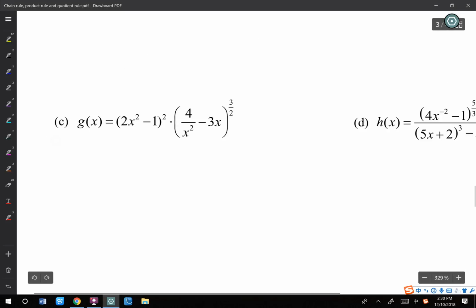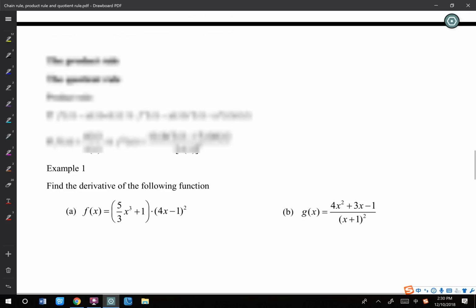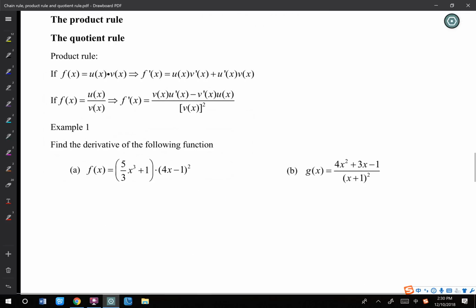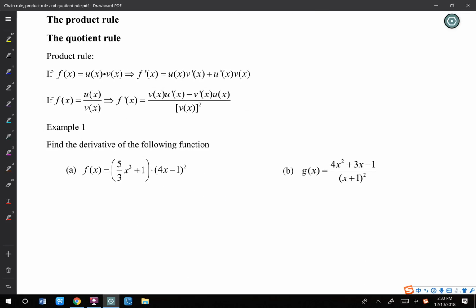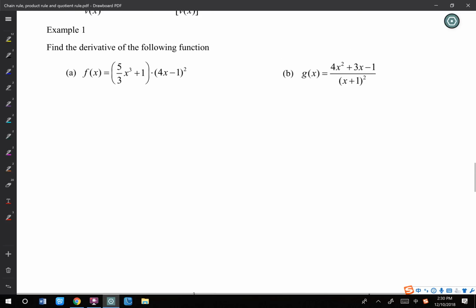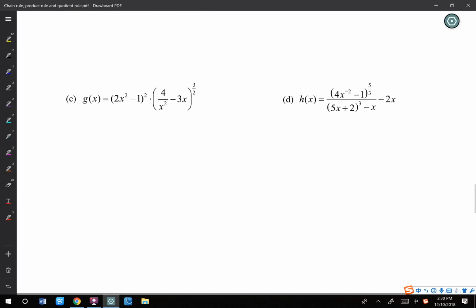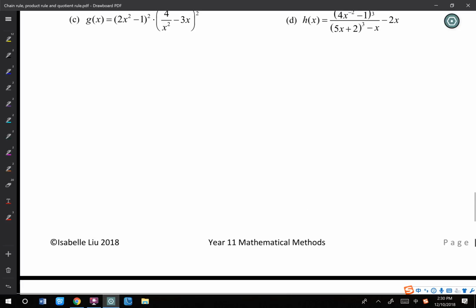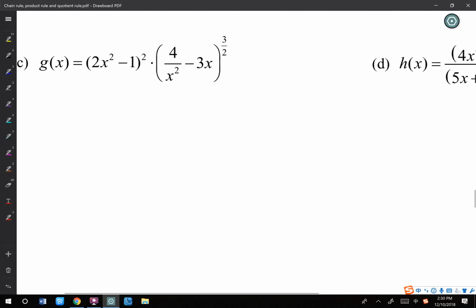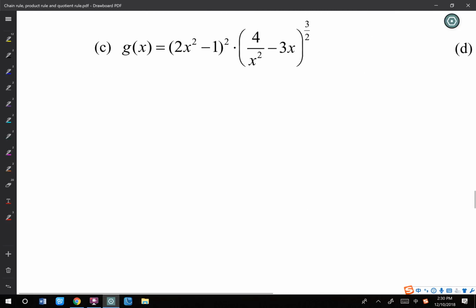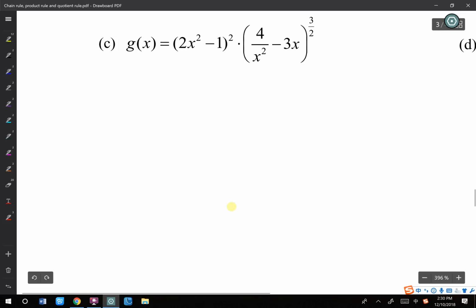Okay, so yesterday we learned the chain rule, product rule and quotient rule. The two rules are given above, and we have gone through those two exercises and asked you to complete C, D, and example 2. So for C, we can see that it is something times something. So we can name the first one u(x). u(x) is (2x squared minus 1) squared.